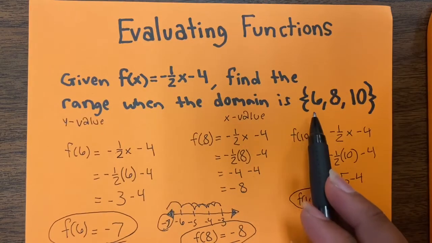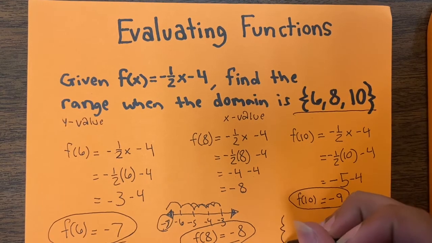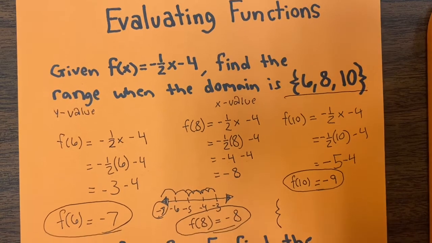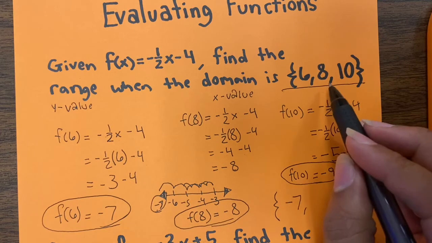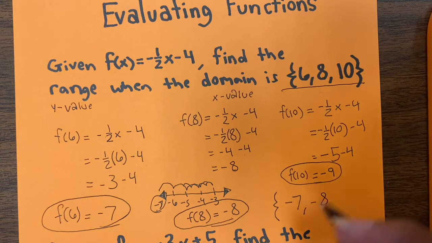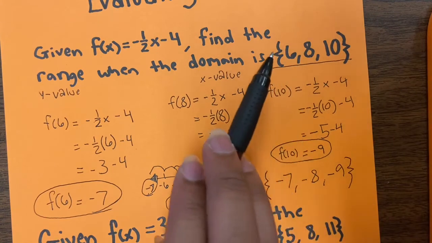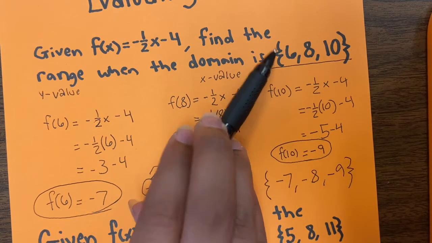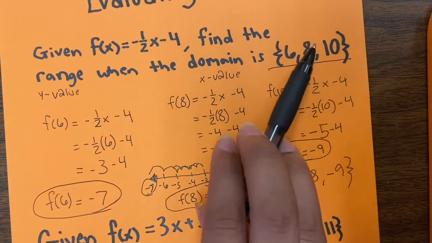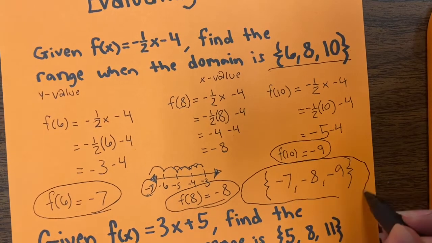So since the domain is written in these brackets, 6, 8, and 10, I'm going to write the range in the same way, using the numbers I just got. So 6 goes with -7. 8 goes with -8. And 10 goes with -9. So I read this as when the domain is 6, the range is going to be -7. When the domain is 8, the range is going to be -8. When the domain is 10, the range is going to be -9. So this is how you would write the final range.